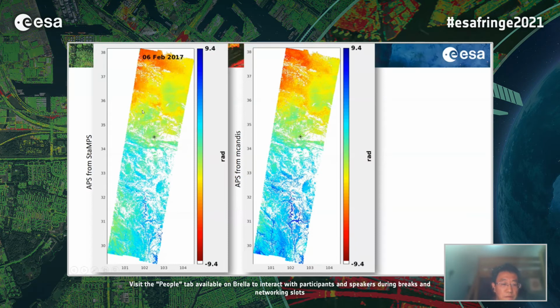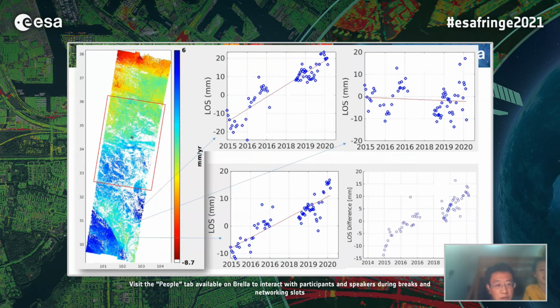The left side is the common scene stack estimate of the reference image APS. The right side is the APS estimate from StaMPS processing. You can see they are very similar between these two images. So we further compare the time series of the selected points, and we can see that the displacement here, the scattering of the points, becomes very stable.